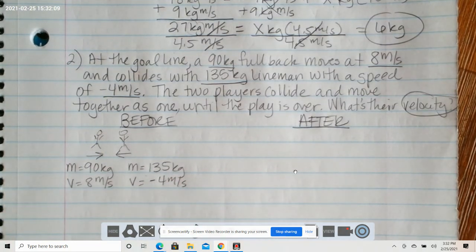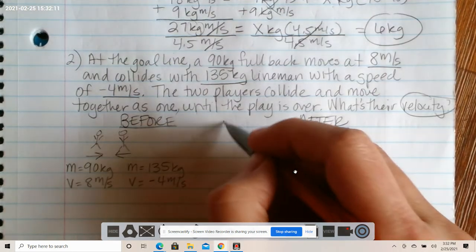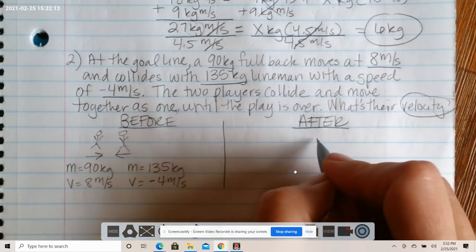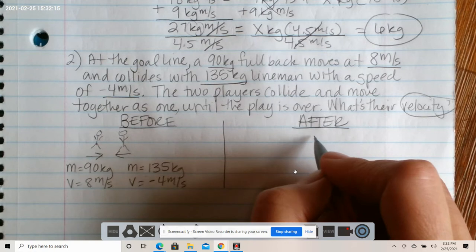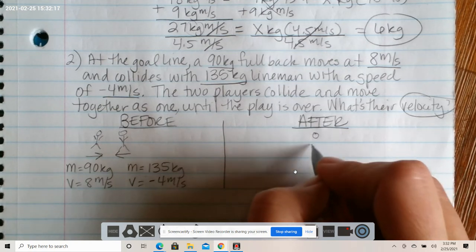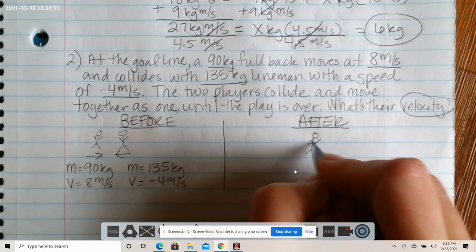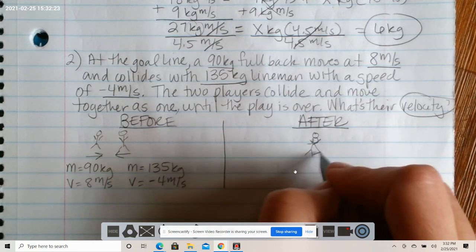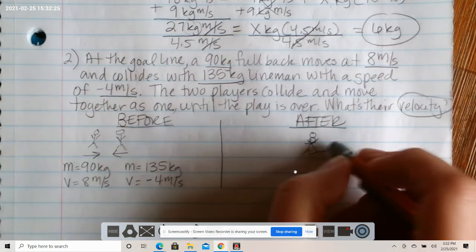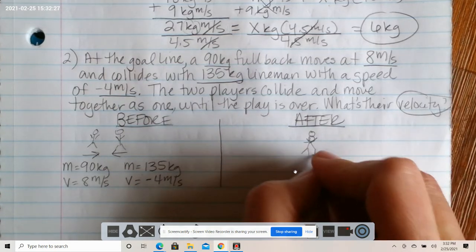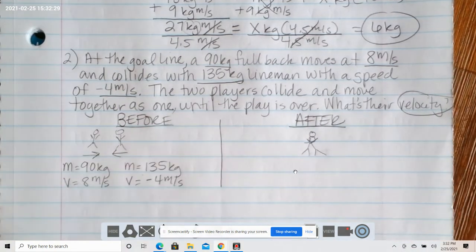So now we want to know what happens after. So we'll get that set up. After the play, they stick together. So they're tackled. Okay, so this is going to be a really terrible stick. Whoa. Let's just say he picked him up and he's moving him a little bit. Oh man, it's so bad.